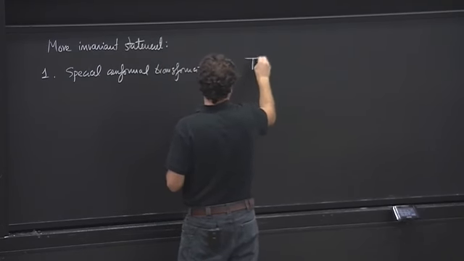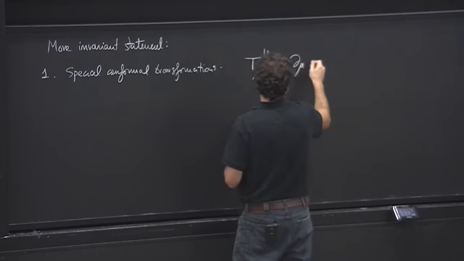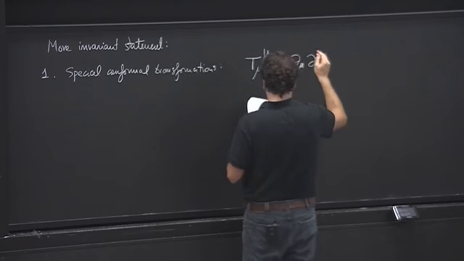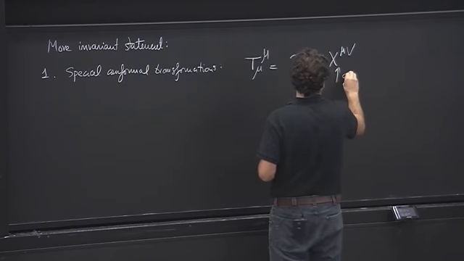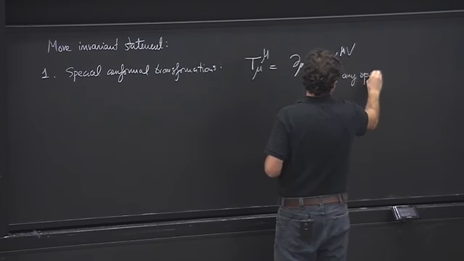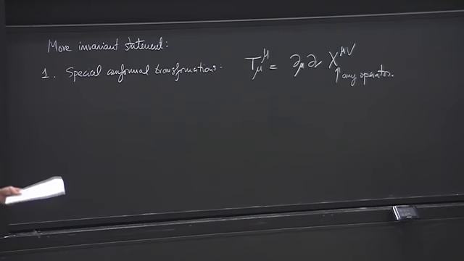then the trace of the stress tensor can always be written as the second derivative of any operator, where this is any operator. And conversely, if the trace of the stress tensor can be written as the second derivative of any operator, then the theory is invariant under special conformal transformations. Okay.